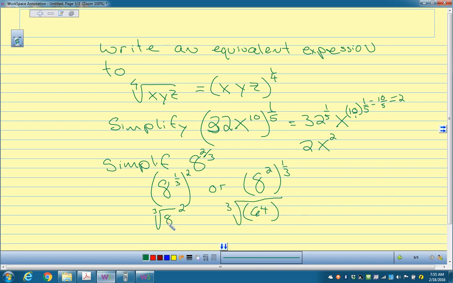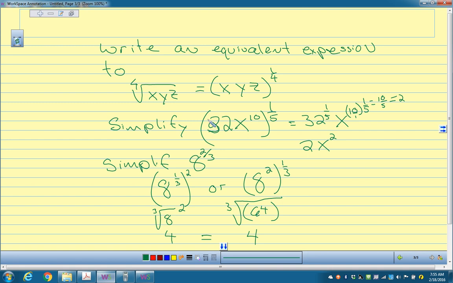What's the cube root of 8? 2, and what's 2 squared? 4. Okay? What's the cube root of 64? What times what gives you 64? So either way, you can do it in either order. But if you see a fractional exponent they're asking you to evaluate, sometimes it's easy to break it up into a fractional exponent and another exponent like that.